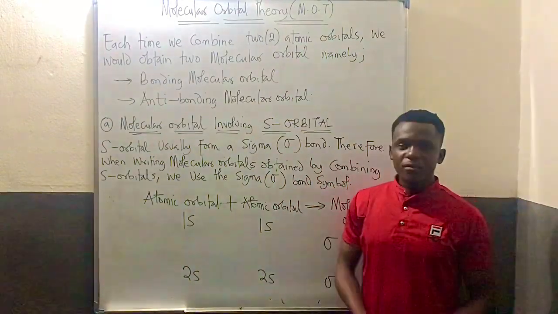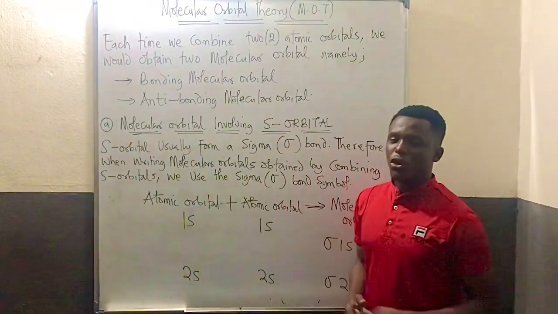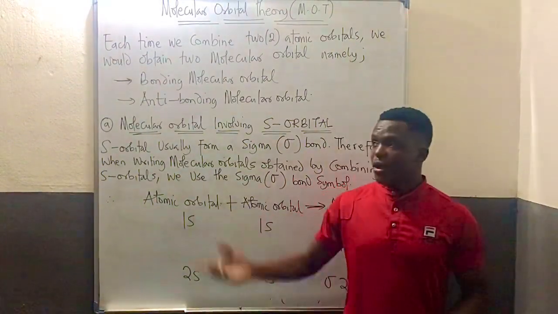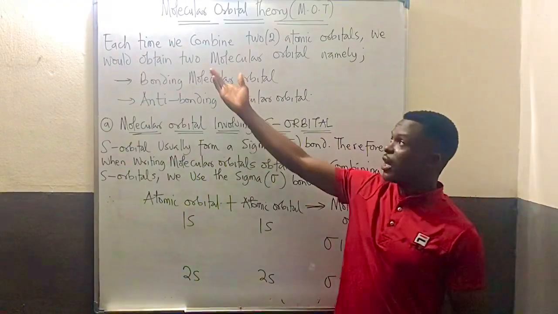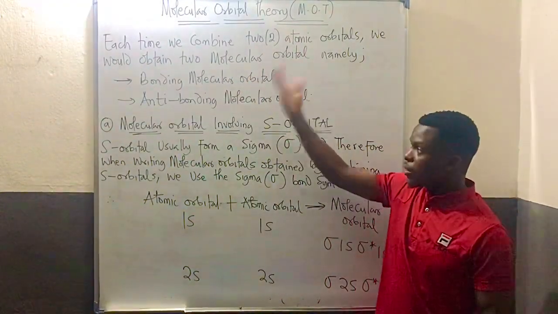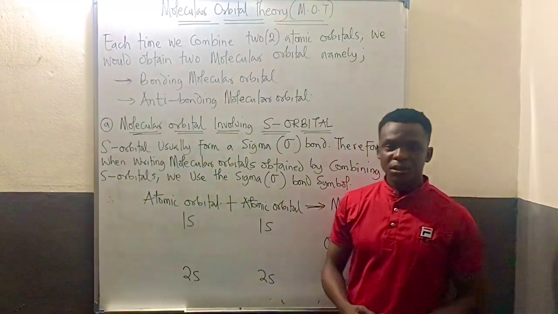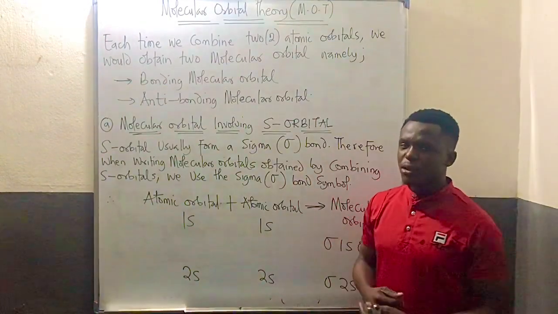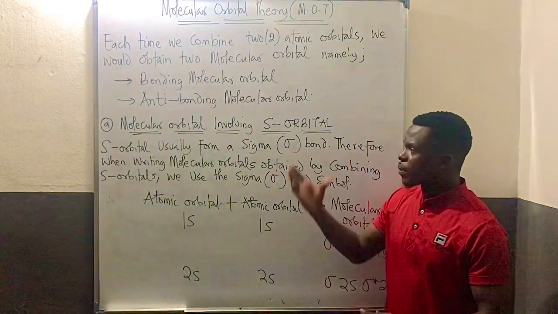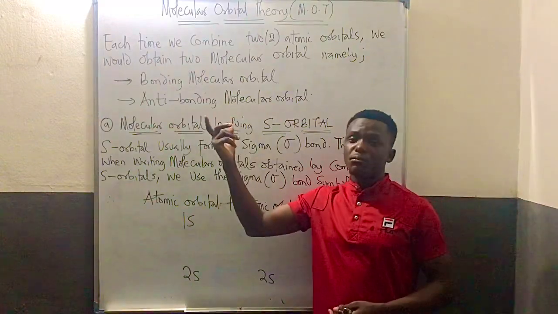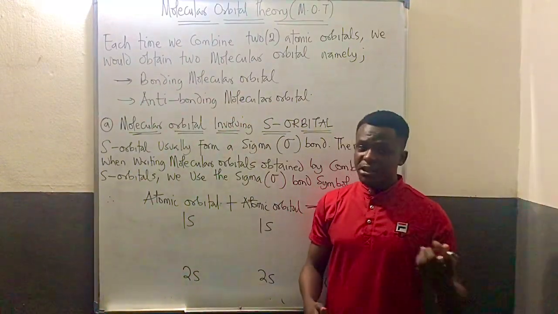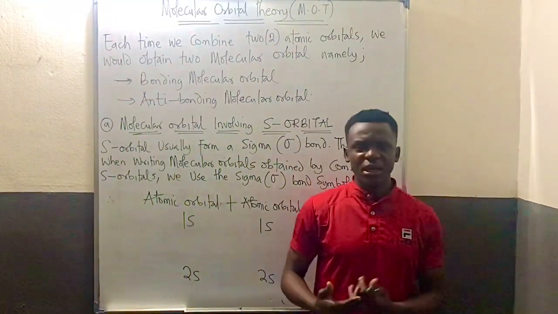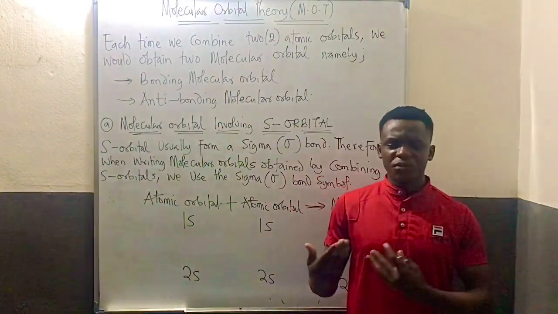Alright guys, as was stated earlier, we said that molecular orbital is formed as a result of combination of atomic orbitals. Each time we combine two atomic orbitals, we'll have two molecular orbitals. These two molecular orbitals are namely the bonding molecular orbitals and the anti-bonding molecular orbitals. Very quickly, you just have to know that the anti-bonding molecular orbitals are of higher energy than the bonding molecular orbitals.